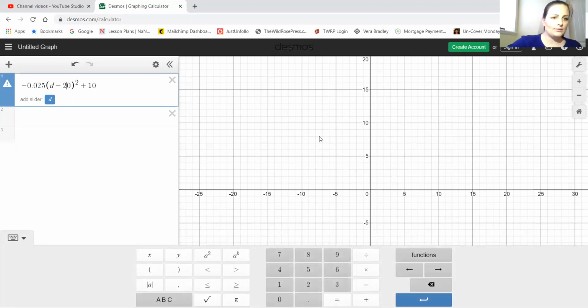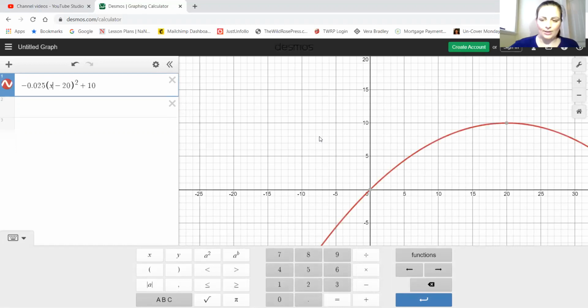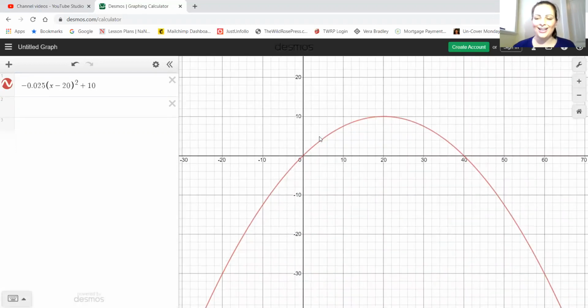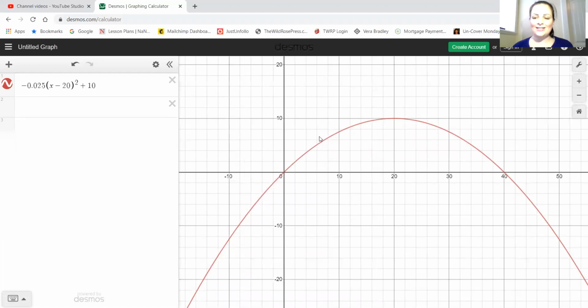Didn't like that. I'm going to change D and put in an X. There we go. Okay, apparently I can't use my own symbols. So there's the parabola. So you could use this also for sketching instead. It's still really good practice to learn how to sketch with the table of values.